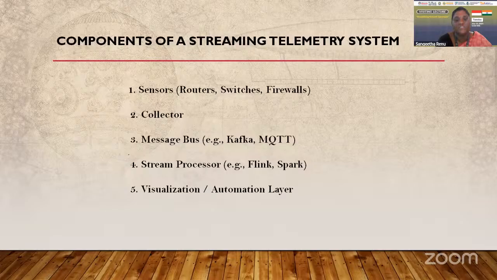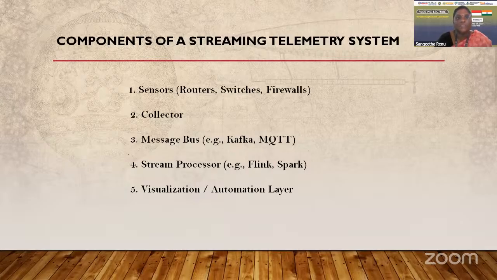Next, components of a streaming telemetry system. The components are sensors, collector, message bus, stream processor, visualization, and automation layer. Sensors are based in routers, switches, and firewalls. Function: they are the telemetry data producers. Sensors are embedded in network devices and collect real-time metrics such as CPU usage, traffic volume, error rates, BGP states, and more. Role: continuously export data using streaming protocols like gNMI, gRPC, or OpenConfig.